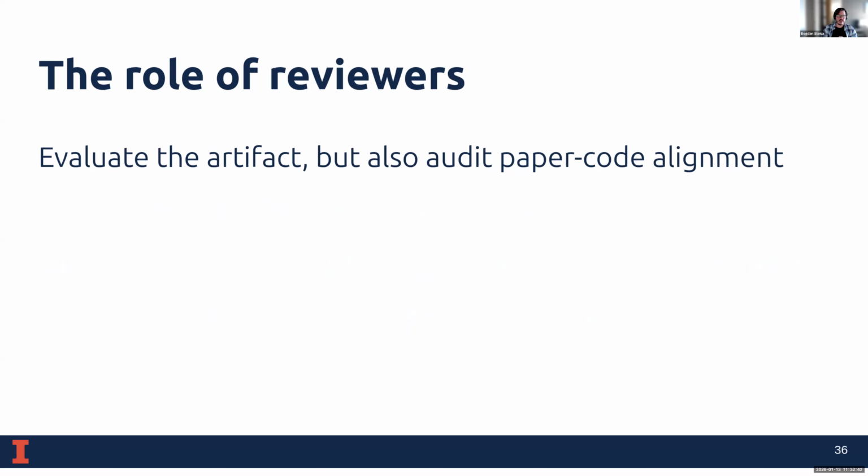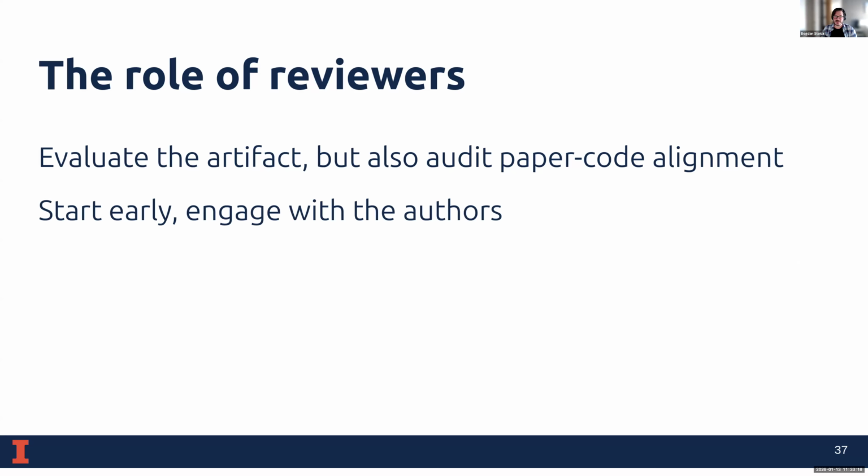On the other side of the aisle, the role of reviewers is obviously to evaluate the artifact, but also to make sure that code and paper claims align. If the paper claims that the prototype should have 5 modules, but the prototype actually implements 2, that should be flagged. And authors will be given a chance to explain, but ultimately, if parts of the prototype are missing, the evaluation cannot take place. We always encourage them to start early.